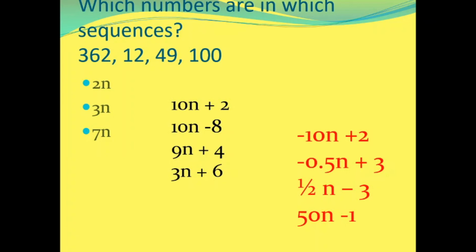Right, so you've got all of these numbers here. I want you to work out which ones have 362 in the sequence, which ones have 12, which ones have 49, and which ones have 100. I want you to solve it whichever way you want. Go pause the video if you want to.